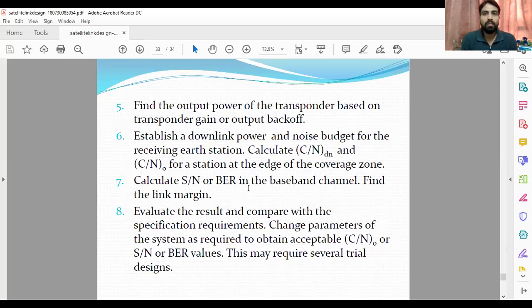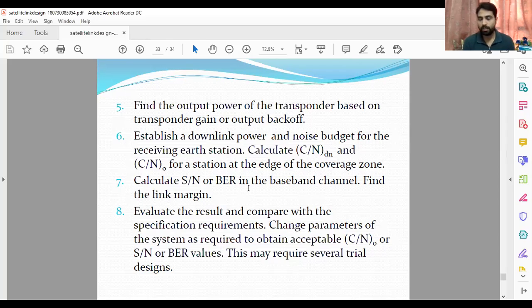Establish a downlink power and noise budget for the receiving earth station. Calculate the C by N ratio for the station at the edge of the coverage, so again we have to go for this downlink power. Link budget analysis has to be done. We have to find out basically the channel and noise ratios. Calculating this SNR or BER, bit error rate, whatever it is, has to be taken up in the baseband channel and link margin. Evaluate the result and compare with the specific requirements.